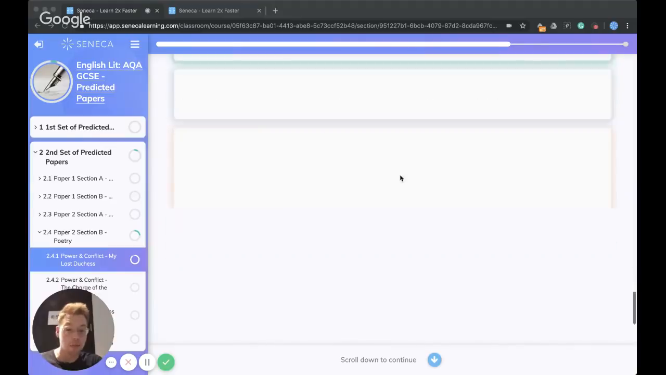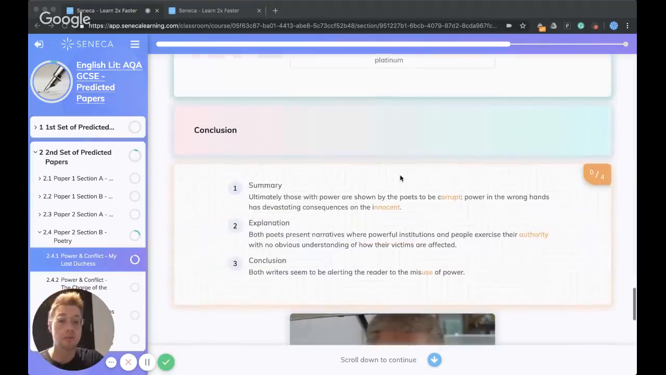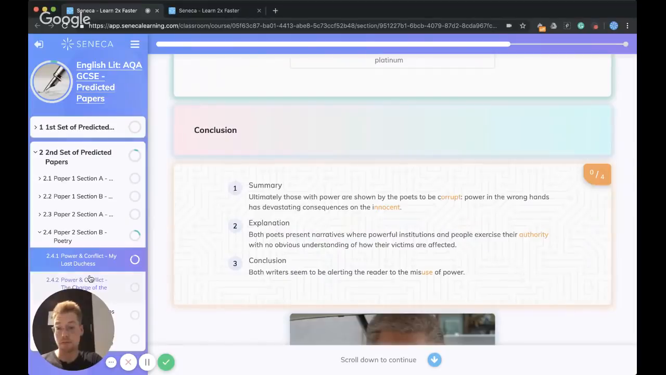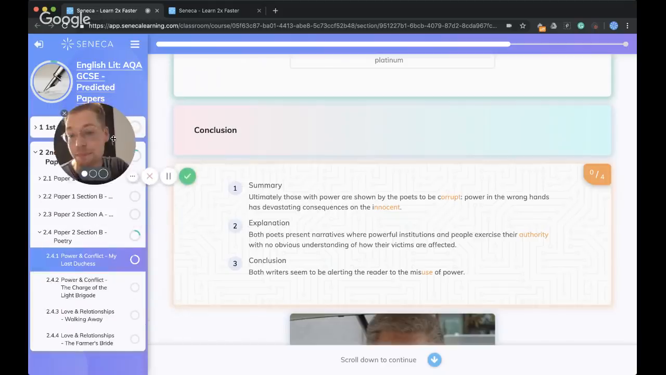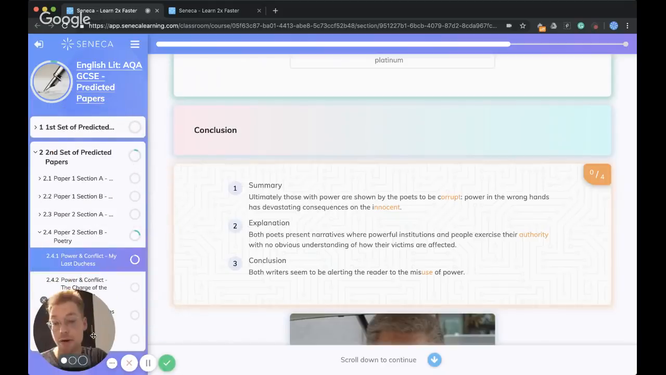Let me know. Okay, so we'll talk over the conclusion next. Then we have time to go over love and relationships, because I know not everyone's doing power and conflict. If you're not doing the other option of love and relationships, feel free to go. But if you are, stick around, it's going to be fun.